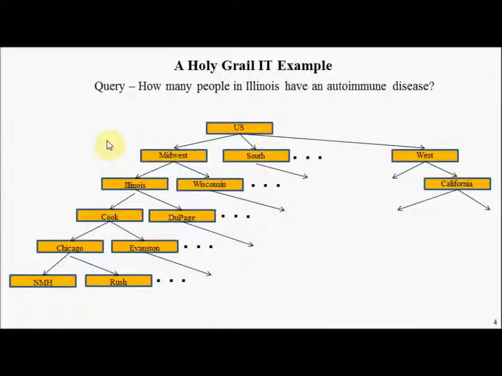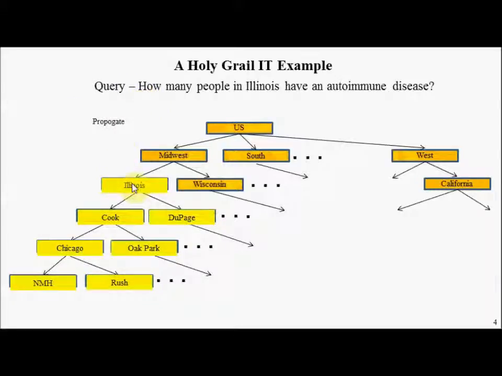Let's look at a Holy Grail of IT example, something that would be very difficult to do with a search engine such as Google. Imagine you wish to determine how many people in Illinois have an autoimmune disease. Imagine you have a graphic such as the following that shows the United States broken down into regions, regions broken down into states, states broken down into counties, counties broken down into cities, and at the leaf nodes, the names of healthcare institutions. Imagine being able to do the following. Imagine being able to take your query and to drag and drop it into a box, and to have that query request propagated to all of the descendant nodes, and then being able to execute and aggregate the results together.